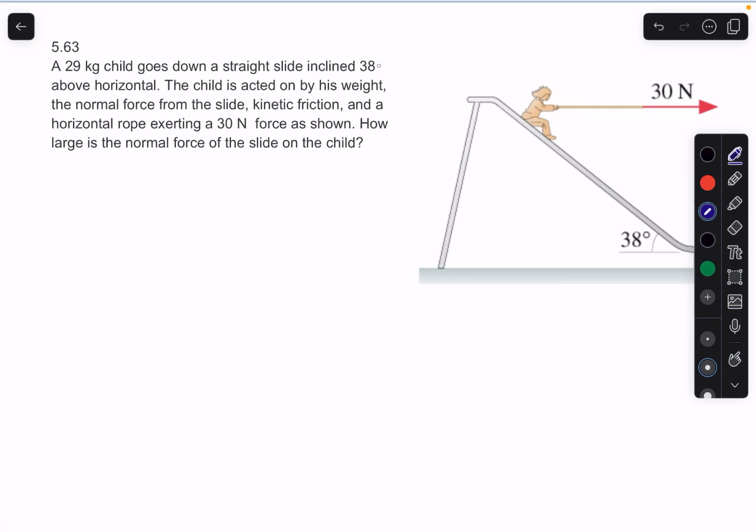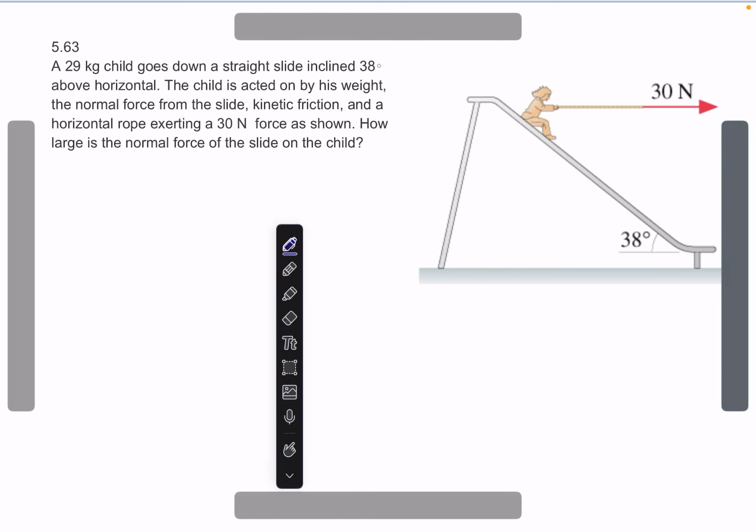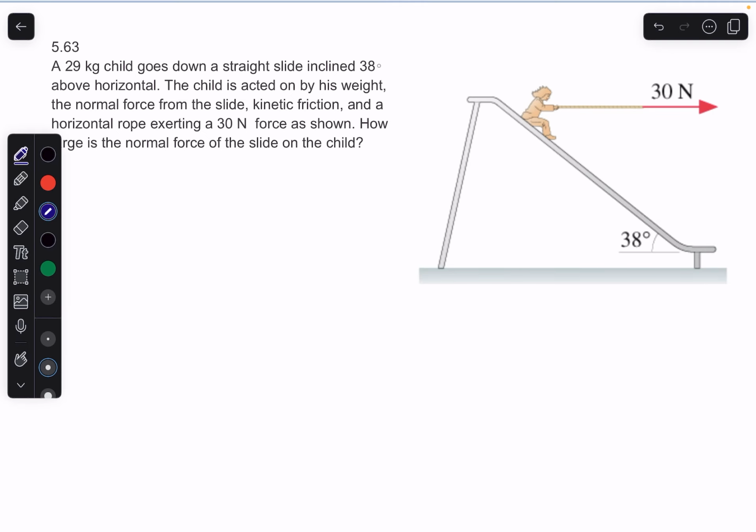Kid going down an incline. All right, let's get this over here maybe. We've got a kid going down an incline, 38 degrees, but they're pulling to the right. So someone is pulling to the right, and so we have a number of forces going on here. So we draw the diagram.